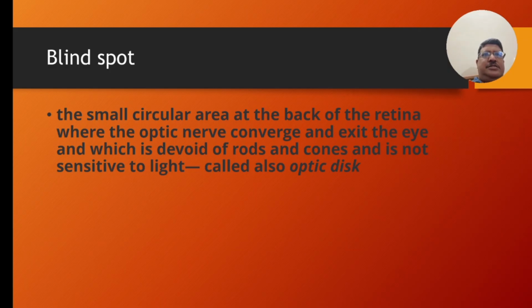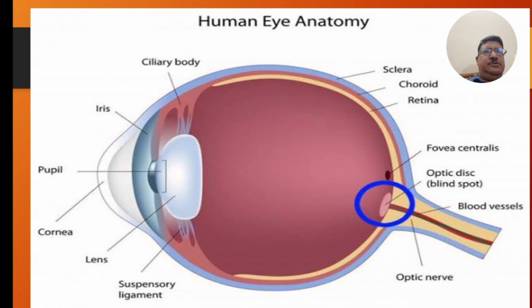Blind spot: the small circular area of the back of the retina where the optic nerves converge and exit the eye, which is devoid of rods and cones and is not sensitive to light, also called the optic disc. So this is the optic disc, that is the blind spot.